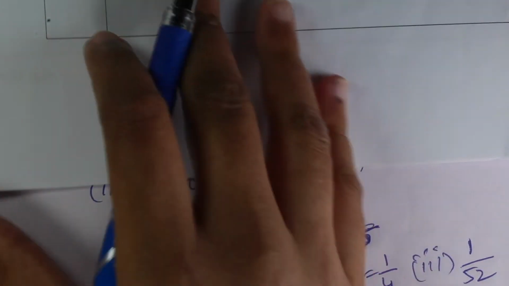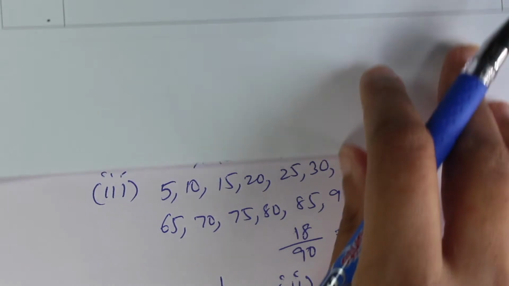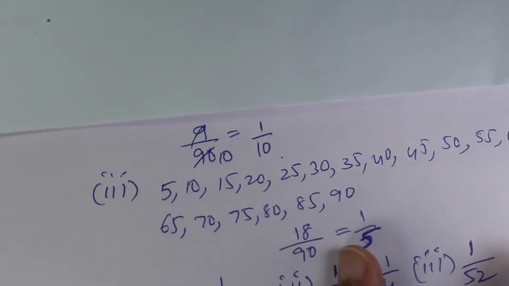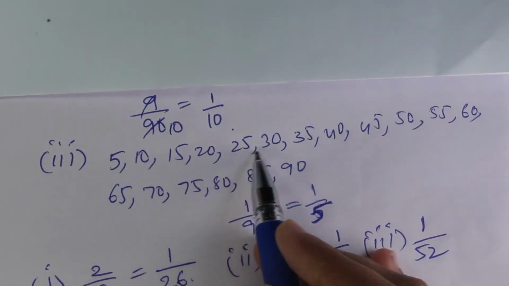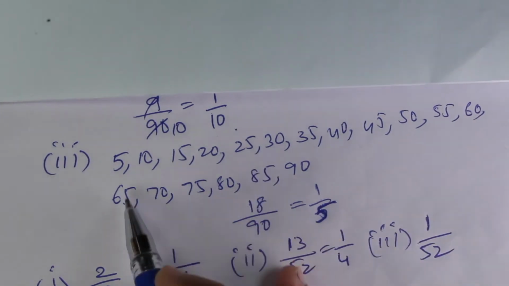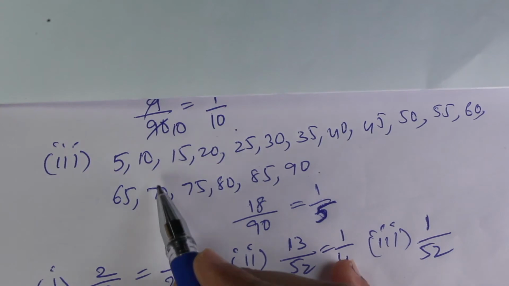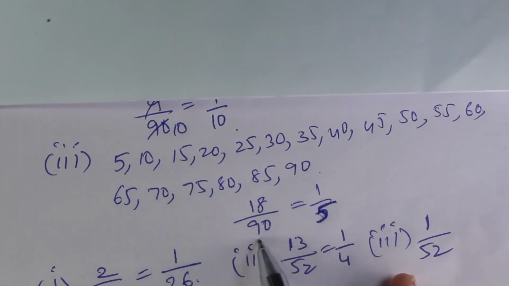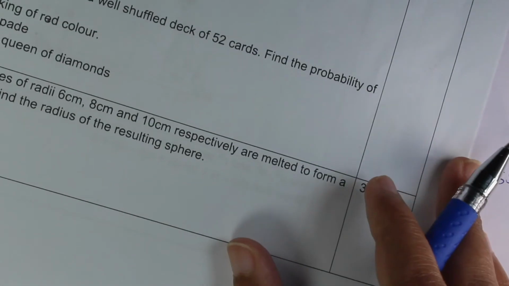Now let's move to the third question. A number divisible by 5. What is the probability that the disc drawn is a number that is divisible by 5? So how many multiples of 5 are there? 5, 10, 15, 20, 25, 30, 35, 40, 45, 50, 55, 60, 65, 70, 75 and so on till 90. So there are 18 multiples of 5. 18 divided by 90 is equal to 1 by 5. Hope this is clear for you.